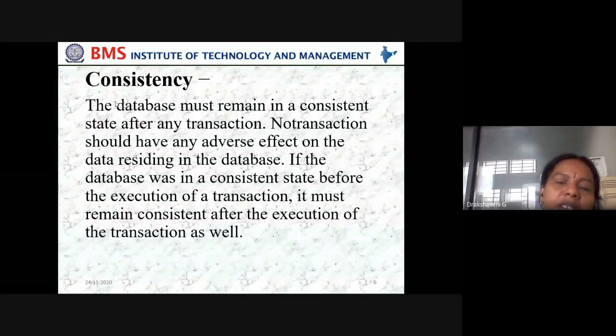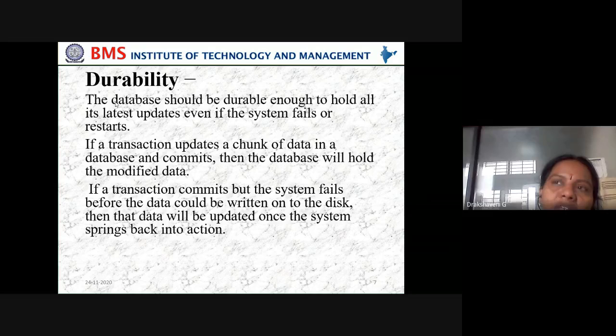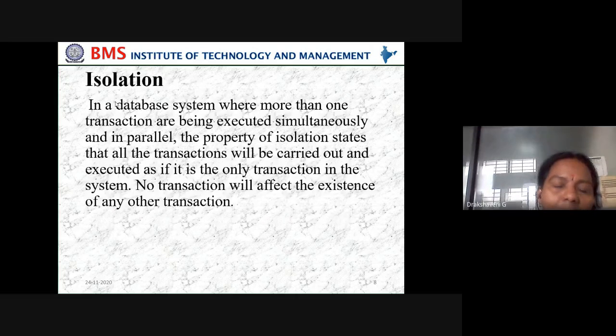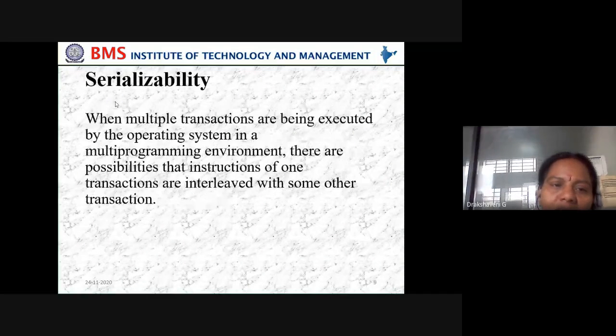Then what is consistency? Any number of users use the database, but still it should be in a consistent state. Then what is durability? Maybe your database is not only for 1 year, it may be years together. Still the database should work fine. That's what durability is. Isolation. Now 1 lakh people are using the database, but still one person's transaction should be isolated and should not be mixed with some other person's. That's what isolation is.